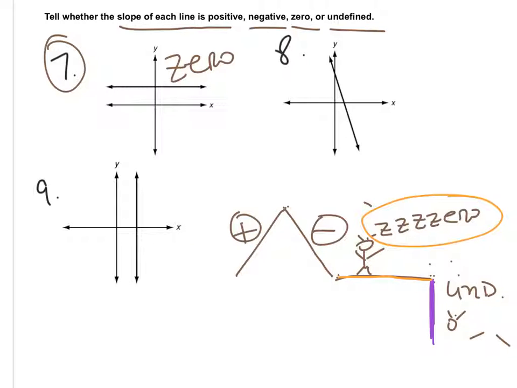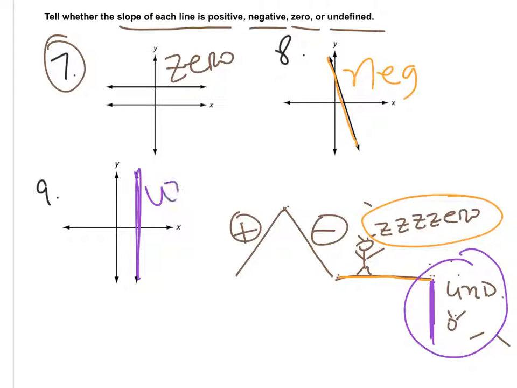Now look at number 8. Number 8 looks just like the negative, so therefore this is a negative slope. As we move from left to right, it goes down, so it's decreasing. And then if you look at number 9, this is a vertical line, which is very similar to this one right here. So this is going to be undefined.